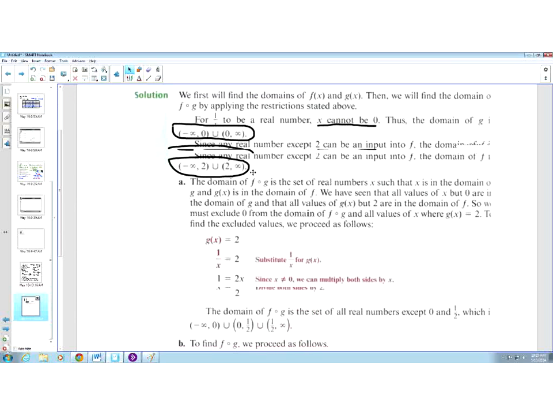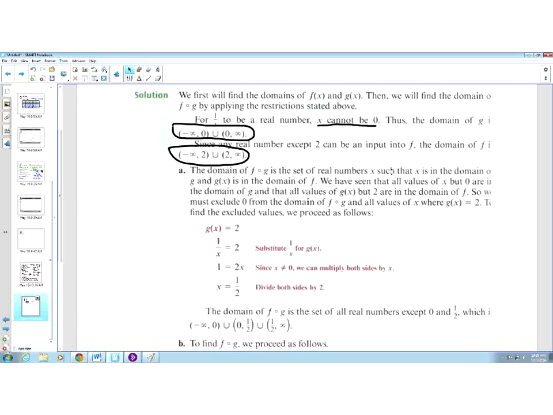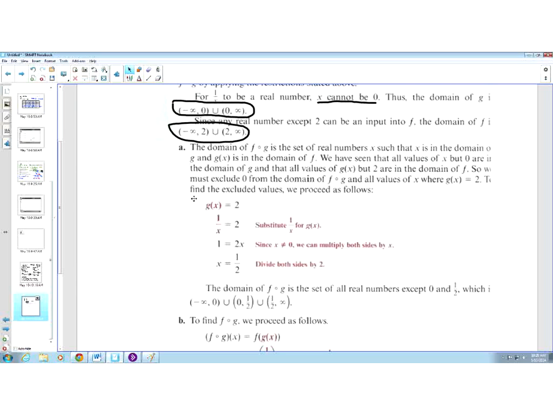The domain of the composition is the set of real numbers x such that x is in the domain of g and g of x is in the domain of f. That's another way of looking at the domains of compositions. All values of x but 0 are in the domain of g, and all values of g of x but 2 are in the domain of f. So if g of x is equal to 2, that can't be in the domain. We have to exclude 0 from the domain and the values of x where g of x is equal to 2.